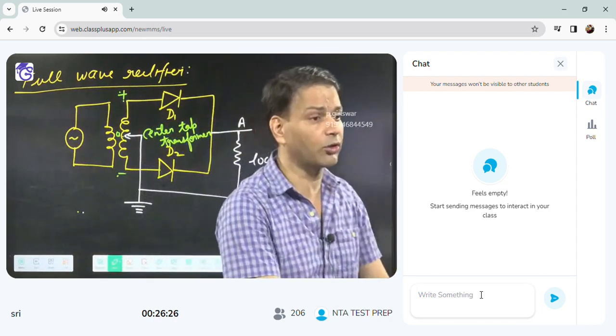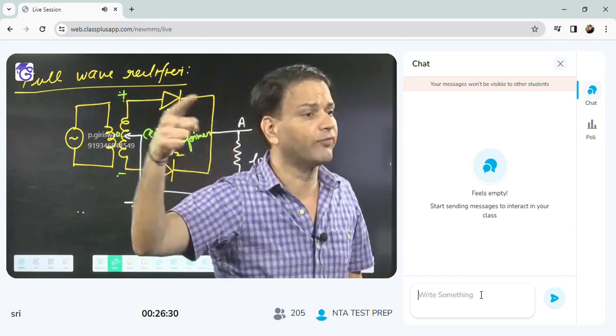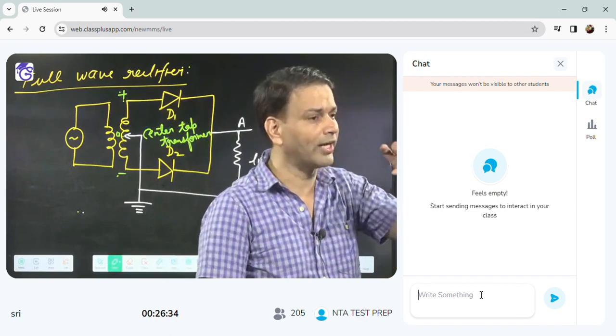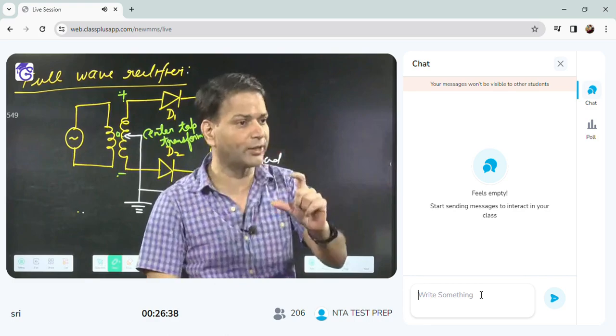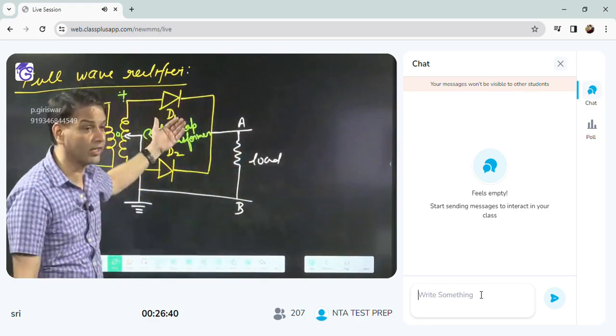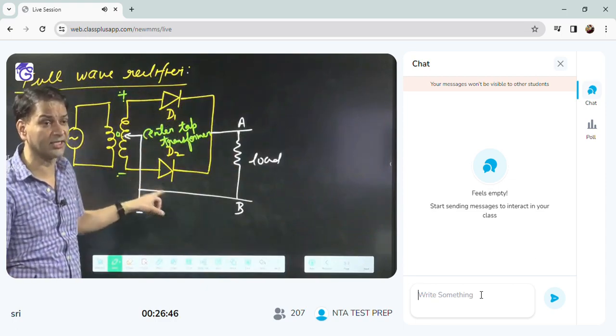So in this way we are getting the output in the transformer. Output in the transformer is N2 dφ/dt. That is the output of the transformer. Now that N2 I divide into two parts, so N2 by 2 dφ/dt. So D1 is getting the positive, then D2 is getting negative.